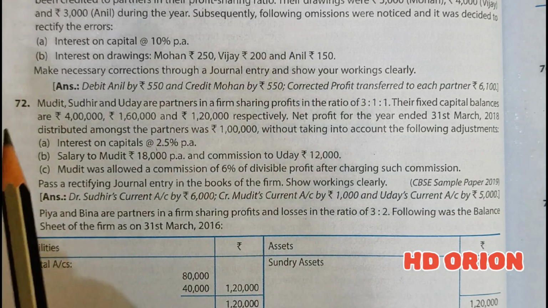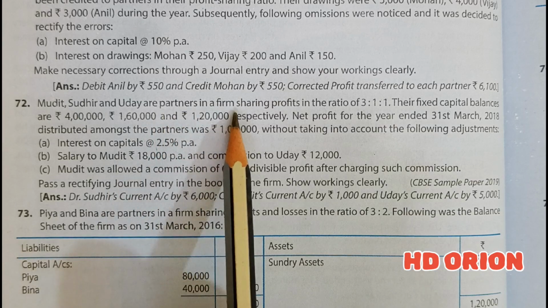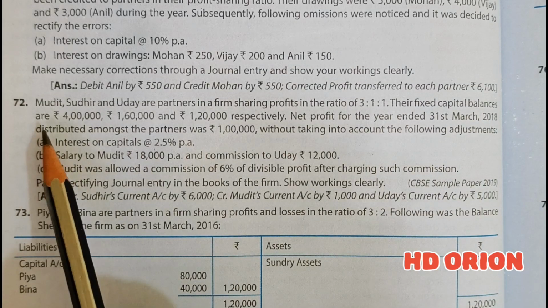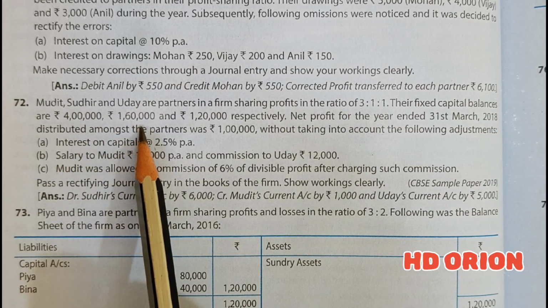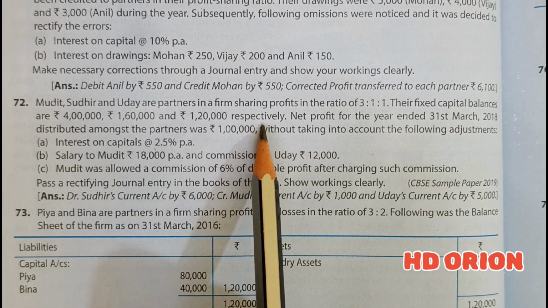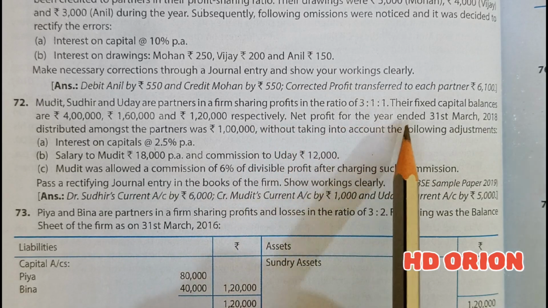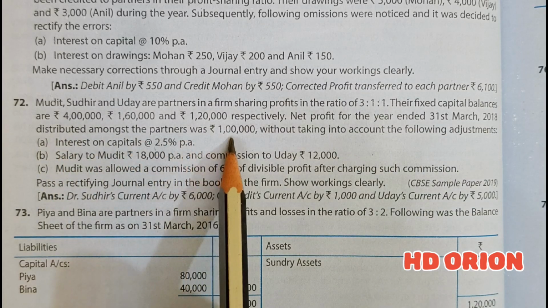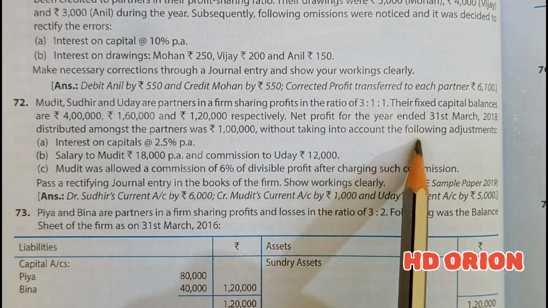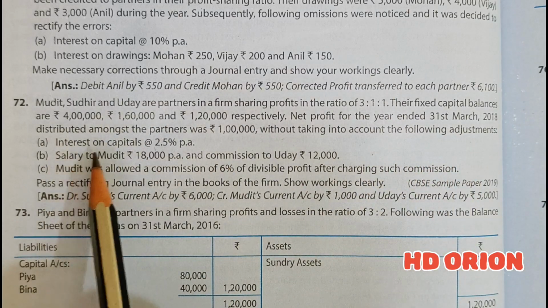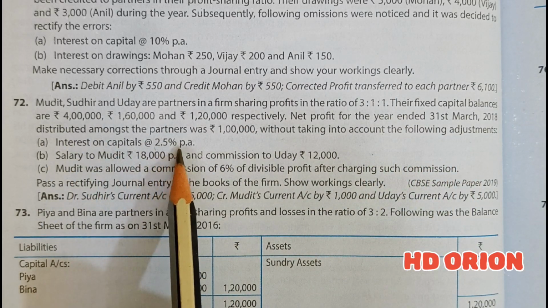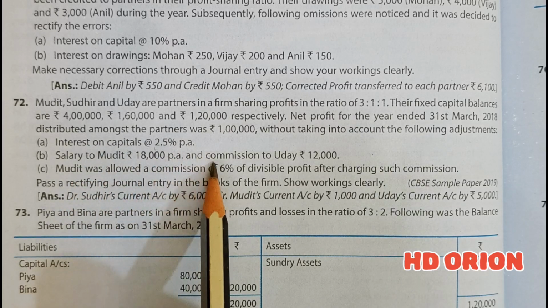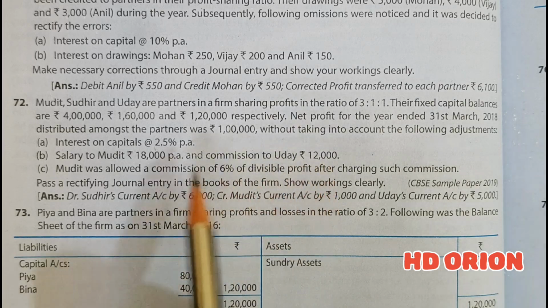Question number 72. Mudit, Sudhir and Uday are partners in a firm sharing profits in the ratio of 3:1:1. Their fixed capital balances are rupees 4 lakh, rupees 1,60,000 and rupees 1,20,000 respectively. Net profit for the year ended 31st March 2018 distributed among the partners was rupees 1 lakh without taking into account the following adjustments. Interest on capital at the rate of 2.5% per annum, salary to Mudit rupees 18,000 per annum and commission to Uday rupees 12,000.